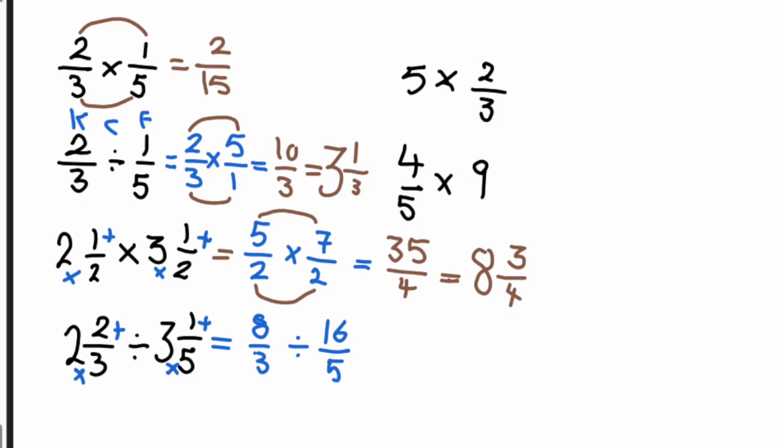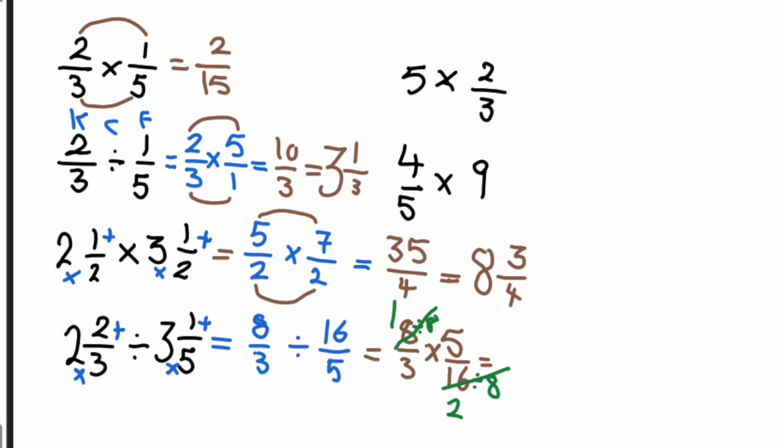Now it's division. Let's make it multiplication. How do we do that? Keep the first one, keep the 8/3, change the division into multiplication, and flip the next one. So it's going to be 5/16. Now we can multiply 8 times 5 and 3 times 16, but that's a lot. In such a case, let's reduce. So divide the 8 by 8 and divide the 16 by 8, because they are both divisible by 8, right? So 8 divided by 8 is 1. 16 divided by 8 is 2.